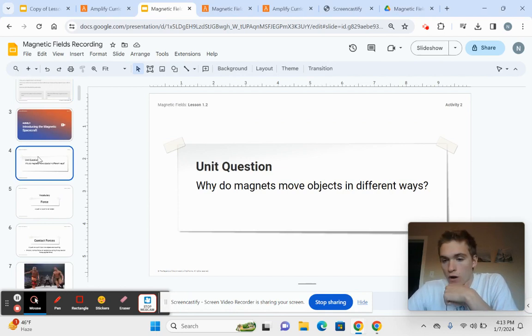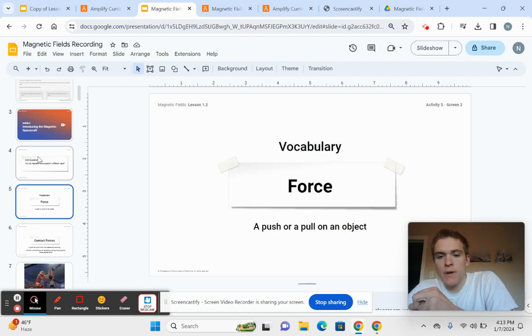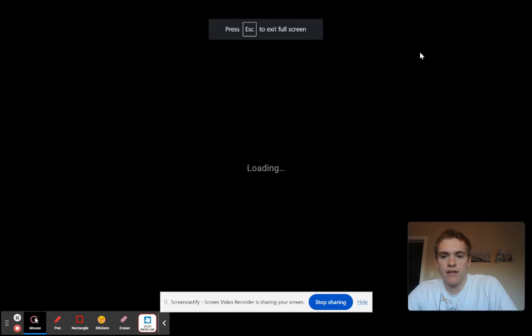Our question today is why do magnets move objects in different ways? A force, remember, is a push or a pull on an object. Take a second. If you ever see this vocabulary sign and you want to write it down, go ahead and write it down.